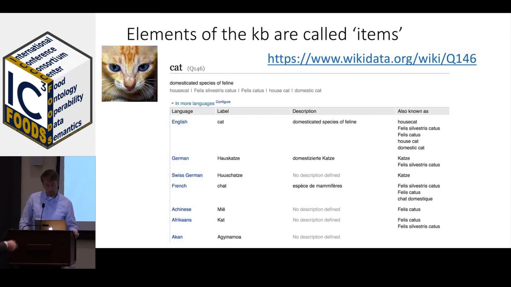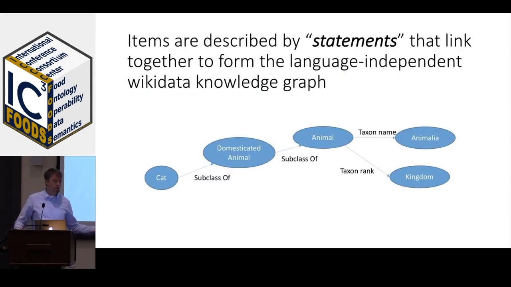In addition to that URI, you have a collection of labels and descriptions in many different languages, which you can use as an entry point into applications built on this for basically any nation you're serving. So beyond the simple labels and descriptions, these items are linked together by what they call statements, which link together to form a big knowledge graph. So you could find that a cat is an animal in Animalia and so forth, and other more interesting things.